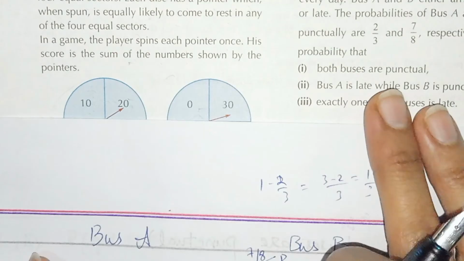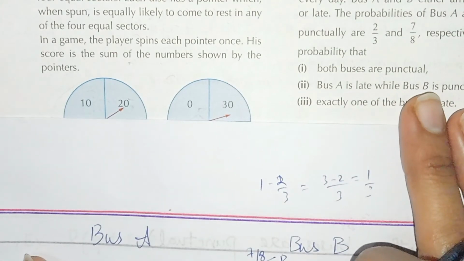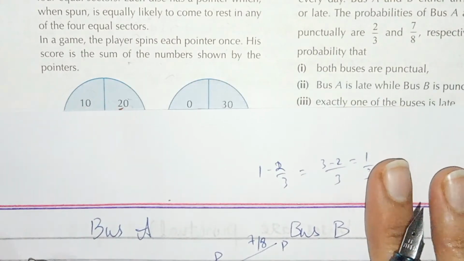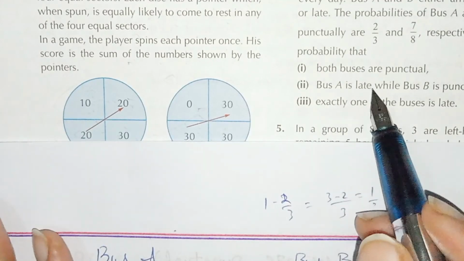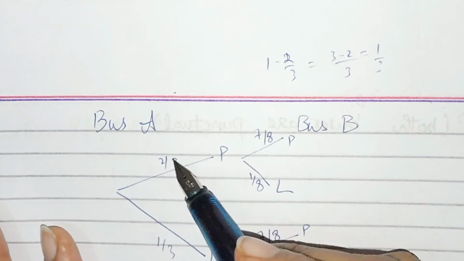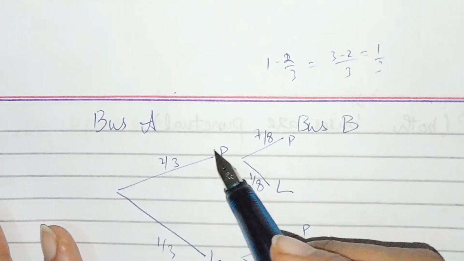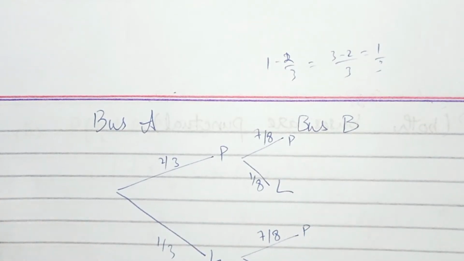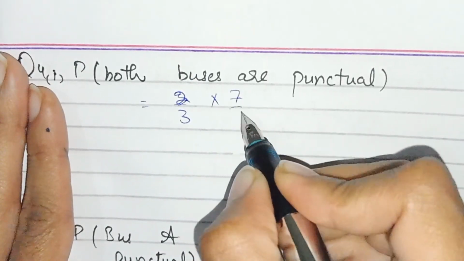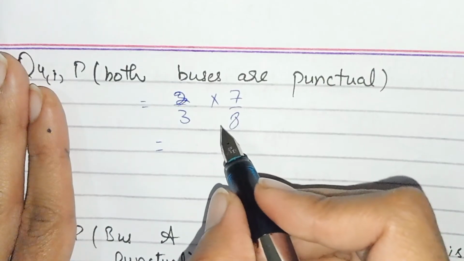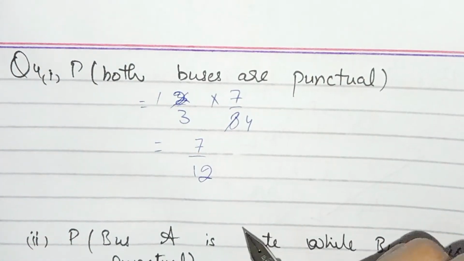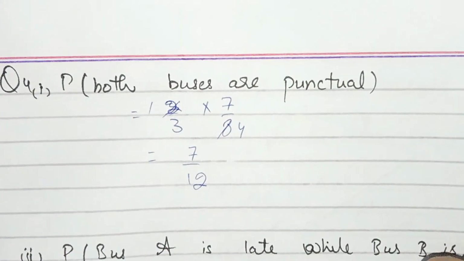Now we have to solve this. Both buses are punctual. Now students, in part number 1, both buses are punctual. Then the probability is 2 by 3 and 7 by 8. We have to combine this probability, multiplying 2 by 3 and 7 by 8, and we get 7 by 12. This is the probability that both buses are punctual.